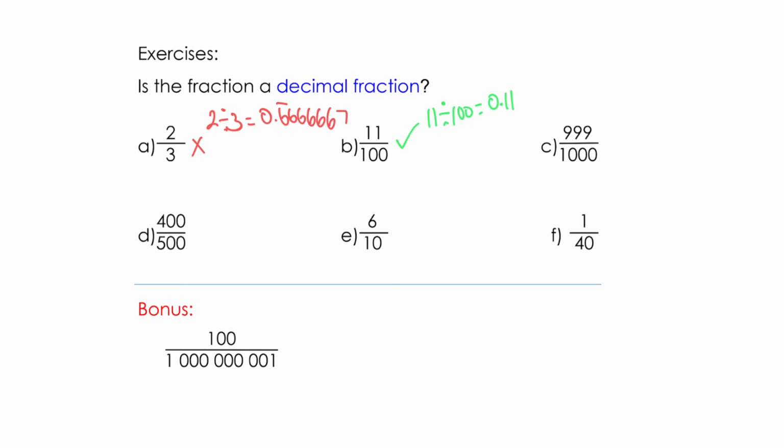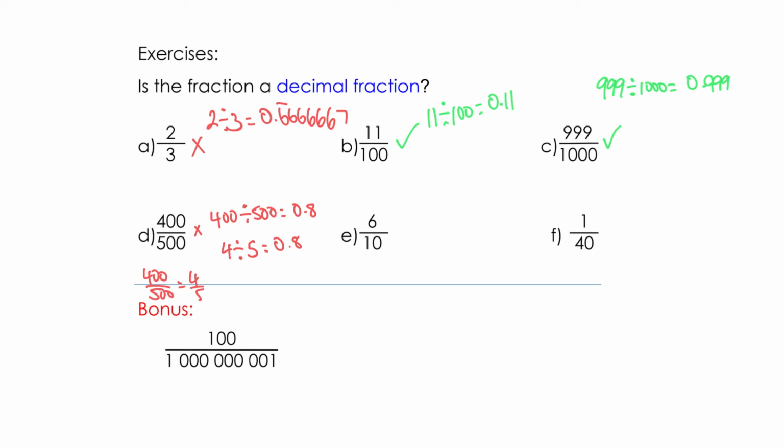Is 999 over 1,000 a decimal fraction? Yes, it is. When you divide 999 by 1,000, your answer is 0.999. So very, very close to 1. 400 over 500 is not a decimal fraction, but when you do 400 divided by 500, your answer is going to be 0.8, which is the same answer that you get when you do 4 divided by 5. So they're equivalent, because 400 over 500 is equivalent to 4 over 5.